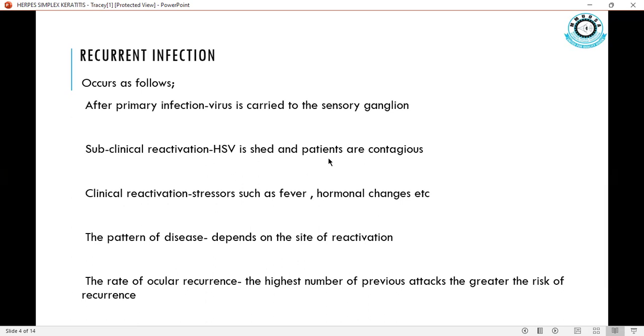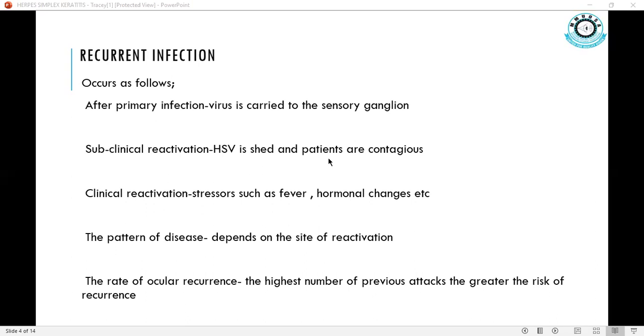So recurrent infection often occurs as follows. After the primary infection, the virus is usually carried to the sensory ganglion, which in this case is the trigeminal ganglion. So in the trigeminal ganglion, the virus stays there maybe until it's stimulated by some factors that we'll see down there.